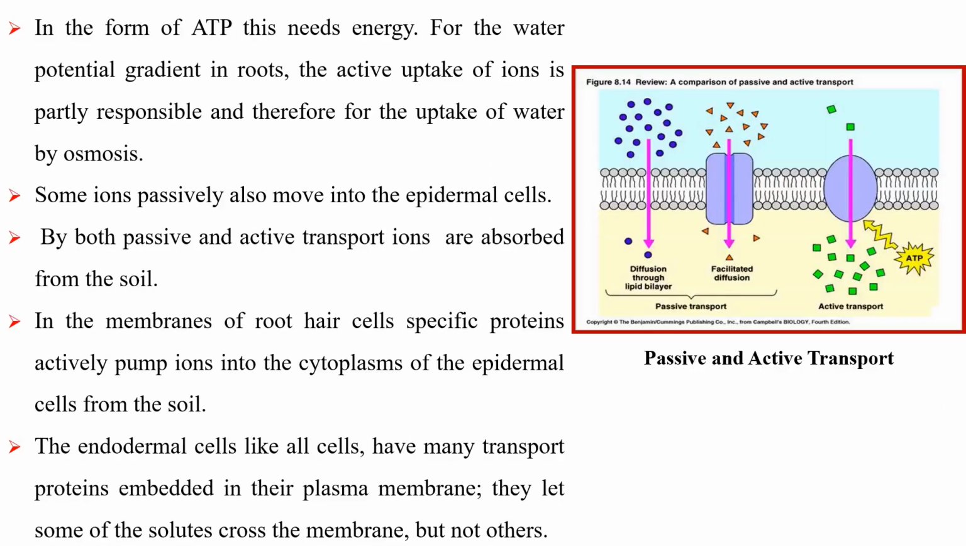In the form of ATP, this needs energy. The active uptake of ions is partly responsible for the water potential gradient in roots and therefore for the uptake of water by osmosis. Some ions also move passively into the epidermal cells, by both passive and active transport. Ions are absorbed from the soil. In the membranes of root hairs, cell-specific proteins actively pump ions from the soil into the cytoplasm of the epidermal cells. The endodermal cells, like all cells, have many transport proteins embedded in their plasma membrane.